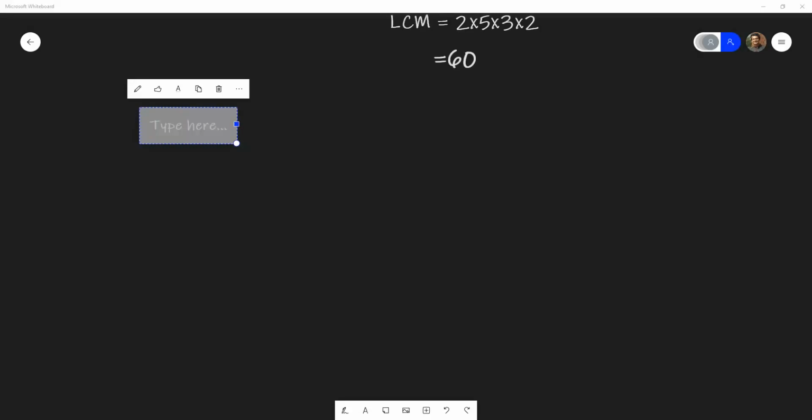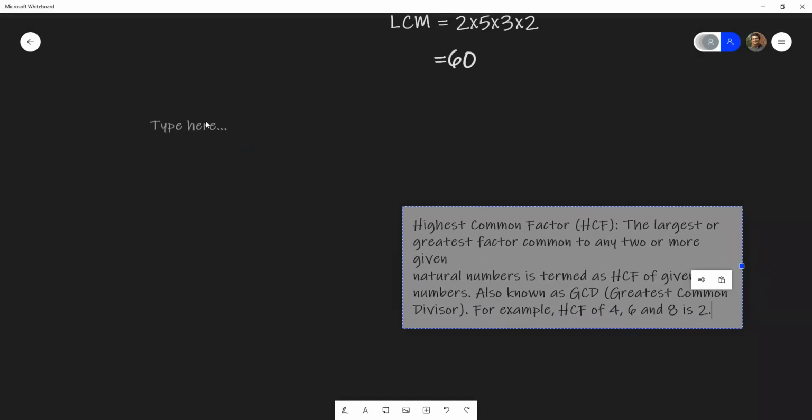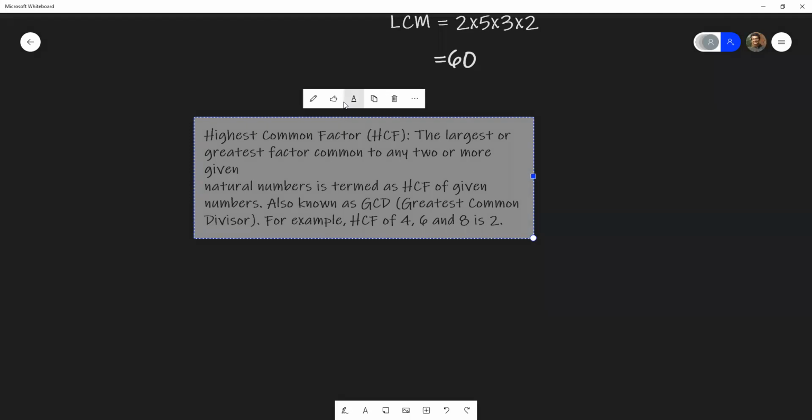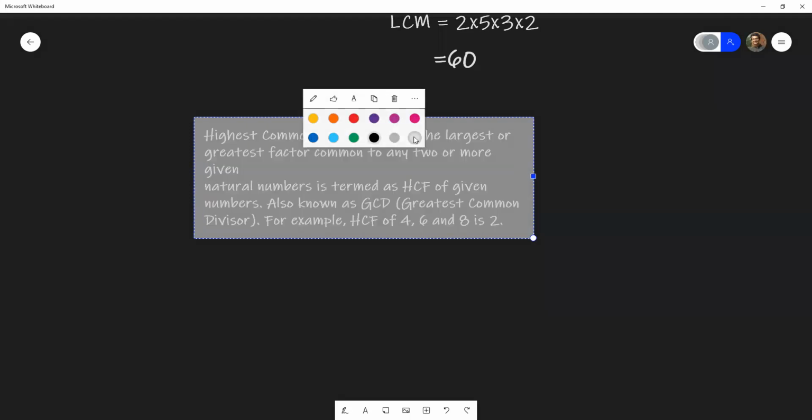And no worries. Okay, I'm copying something from the PDF and I'm pasting it here. Cannot paste it like this. Oh my God, this is a black color.